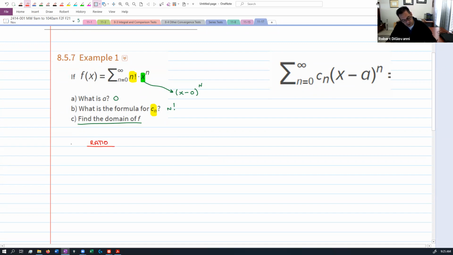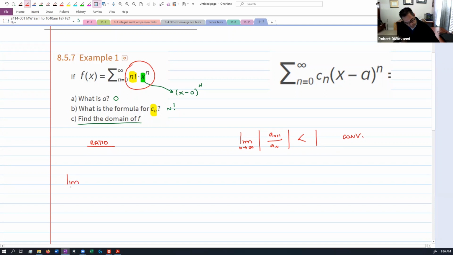Now, when we do the ratio test, remember, we need to take the limit as n goes to infinity of the absolute value of a sub n plus 1 over a sub n. And what we want for convergence is for that to be less than 1. If this limit is less than 1, we've got convergence. If it's bigger than 1, we have divergence. And if it equals 1, we don't know anything. So I've got to run the ratio test on the entire thing.